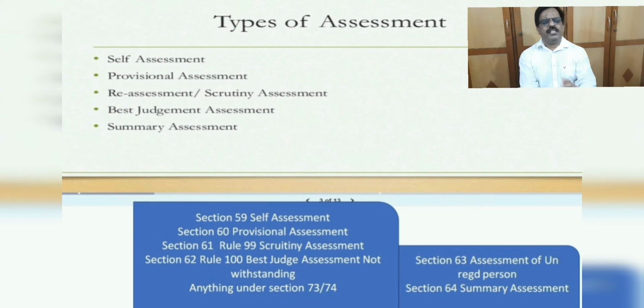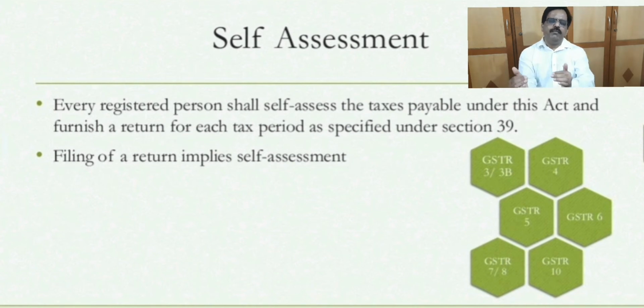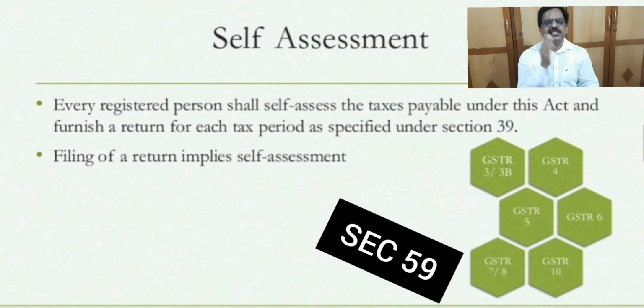The first assessment, that is self-assessment, is done by ourselves. We look at all the records, and based on the records, input, output liability, determining the tax liability and paying the tax and submitting the return at the right time on the prescribed date, and we are fulfilling our obligation of filing the return. This is called self-assessment under GST Act, Section 59.